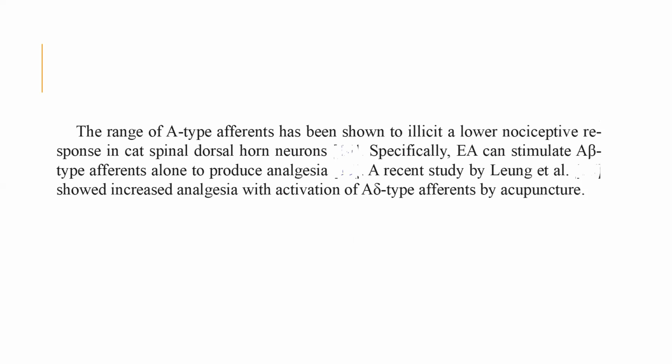The range of A-type afferents had been shown to elicit a lower nociceptive response in cut spinal dorsal horn neurons. Specifically, electroacupuncture can stimulate A-beta type afferent alone to produce analgesia. A recent study by Leong et al. showed increased analgesia with activation of A-delta type afferent by acupuncture.